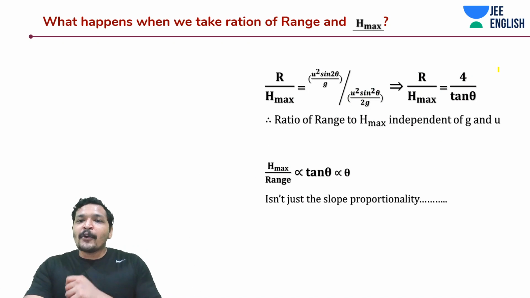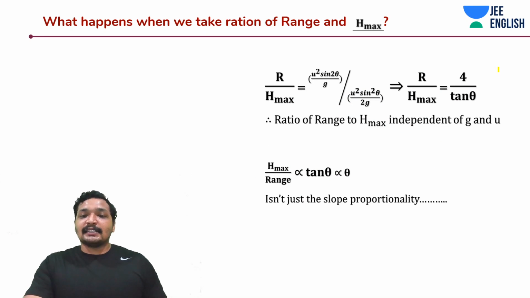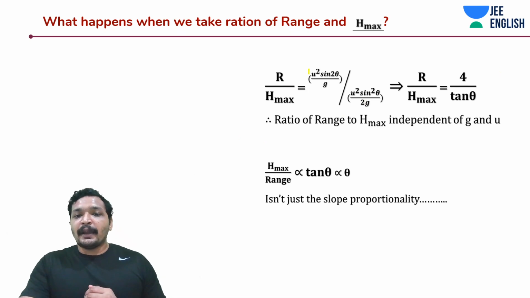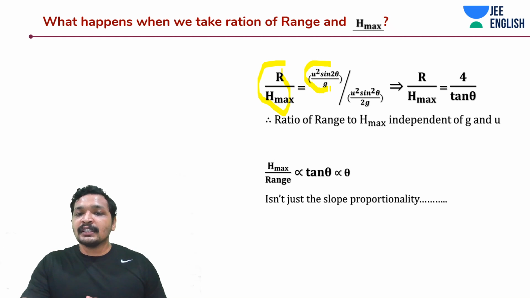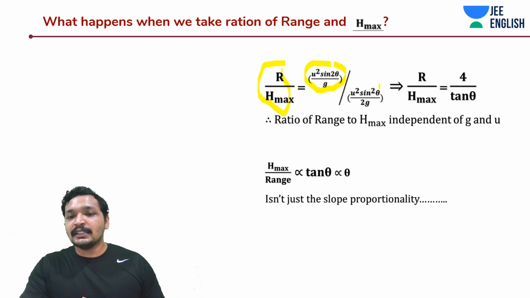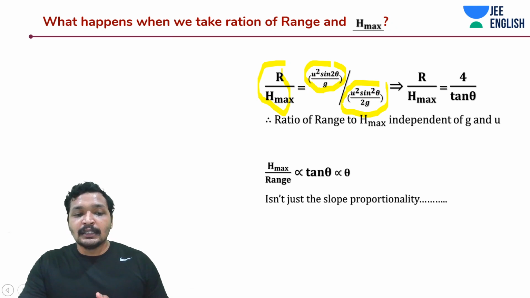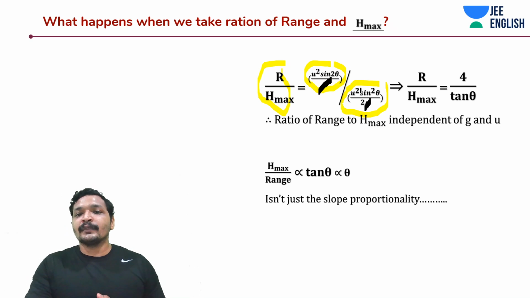And now let's talk about the ratio of range and H max. It's a very interesting concept, guys. When you work around this range by H max, that is, you substitute the equation for range and H max, range comes on the numerator, which is nothing but u square sine 2 theta by g. And on the denominator comes the H max, which is nothing but u square sine square theta by 2g. This g on the numerator and the g on the denominator is going to get cancelled. And similarly, u square is going to get cancelled.